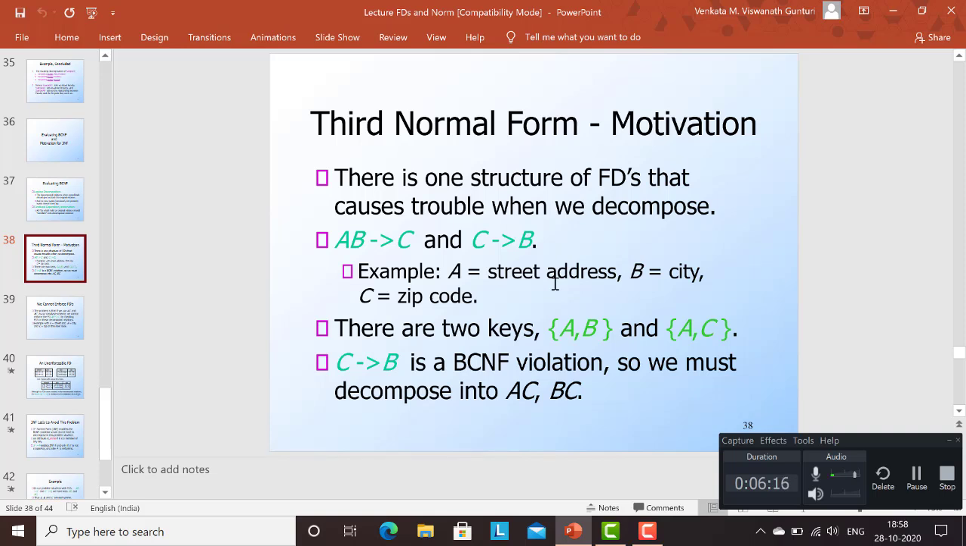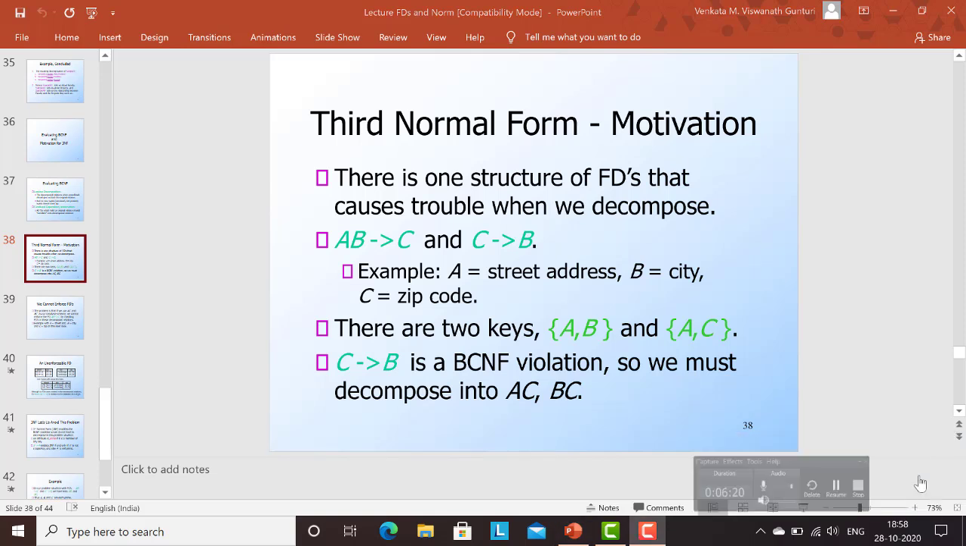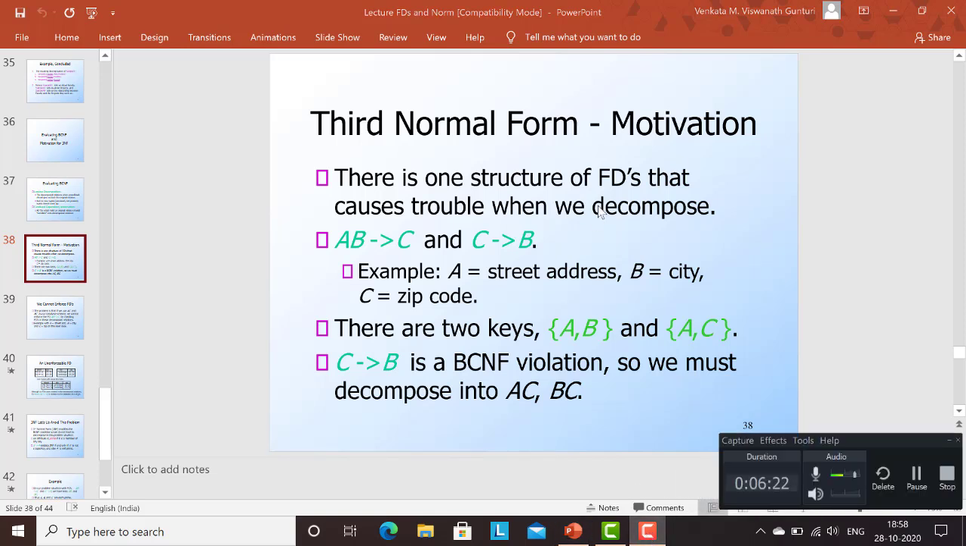sort of taken care of. Okay. So we'll see when we go there. But for now, you can even imagine the FDs like this. AB implies C and then C implies B, right? So these are the two FDs, and your relation has only three attributes.